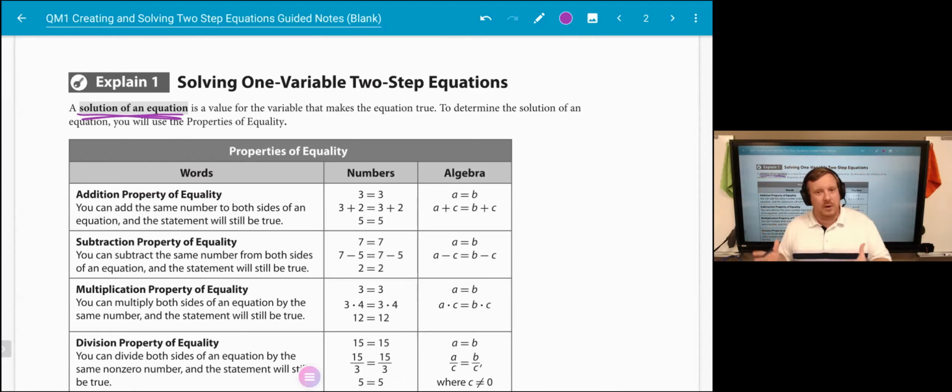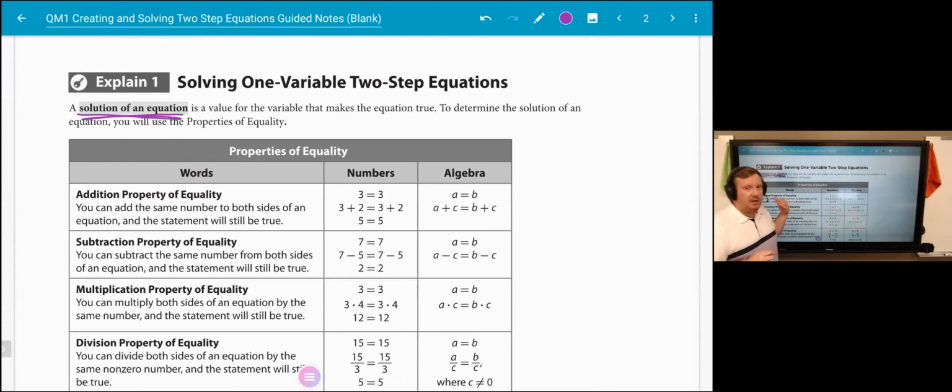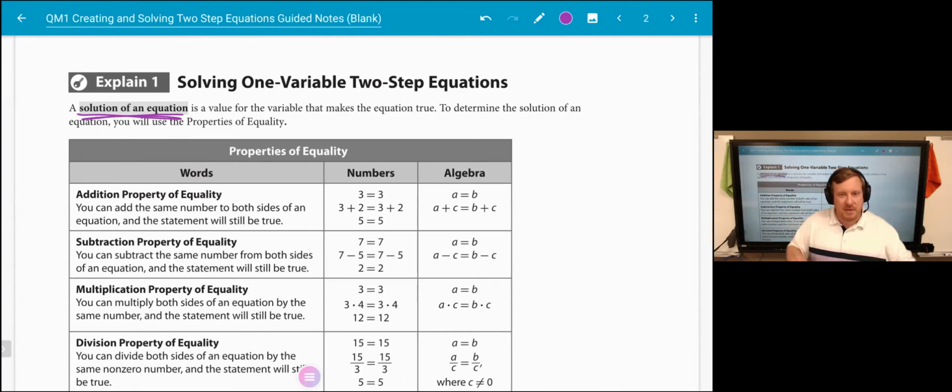So what we're going to do is use properties of equality. We've been calling this inverse operations too, right? We're using this as inverse operations. So if you see subtraction and you need to get rid of subtraction, you would do addition. We call that the addition property of equality. If you do the same thing to both sides of the equal sign, it's correct mathematically. You can add the same thing to both sides of an equal sign.